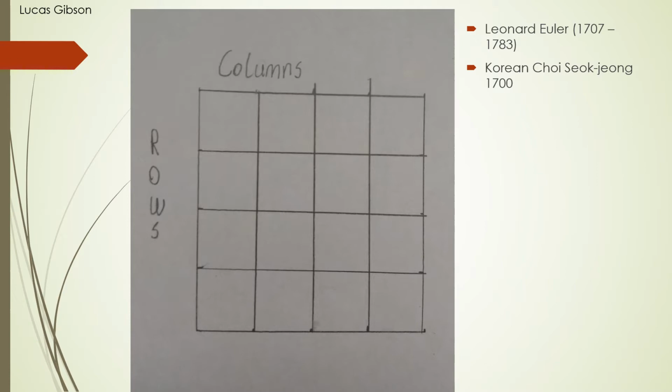The interesting thing is we can find it being used as early as the 1700s by a Korean named Choi Seok-jeong. He created a Latin square of order 9. They called it the magic square.